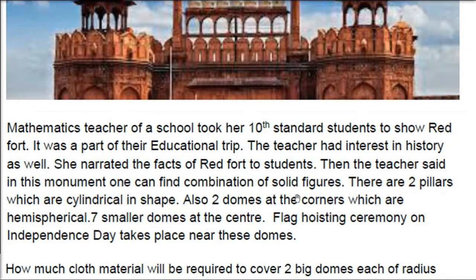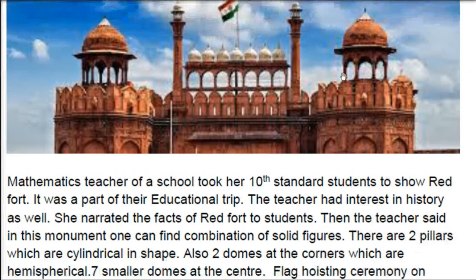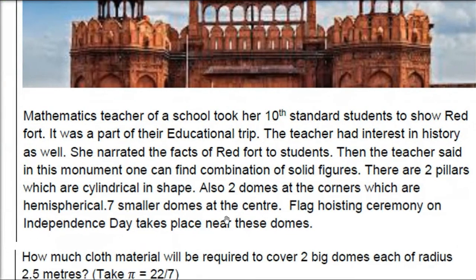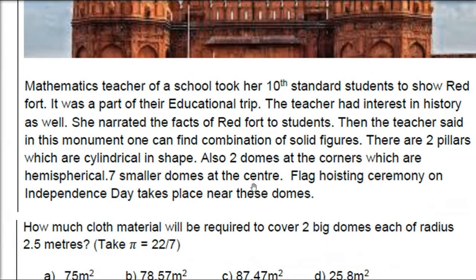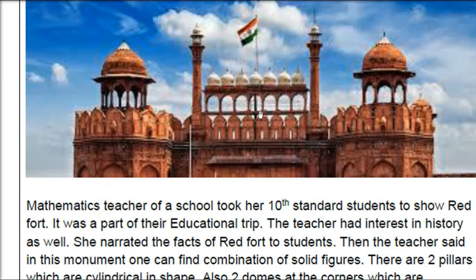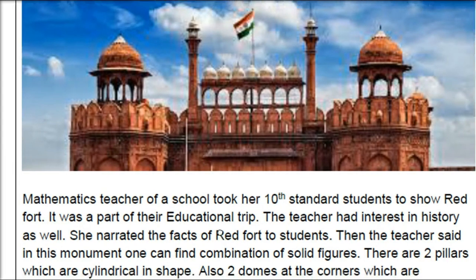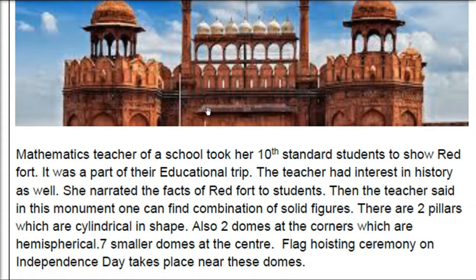Now coming to 2 domes at the corner which are hemispherical. So hemisphere has to be in your mind. So 2 figures, cylinder and hemisphere, have come. There are 7 smaller domes at the center, so sphere, hemisphere and cylinder, 3 things have come. Flag hoisting ceremony on Independence Day takes place near these domes, as I just indicated earlier. So this is a 3D figure basically, and it's a structure.